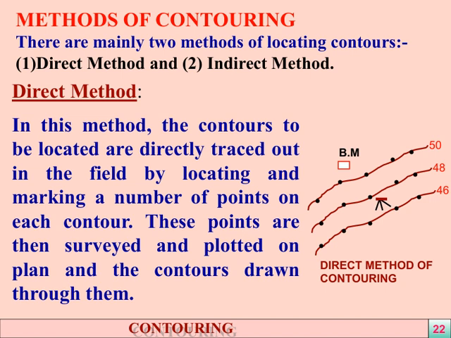After that, these points are plotted on a plan or map, and then you draw the contour lines through these plotted points. This method is quite straightforward because it involves direct measurement and marking, making it very accurate for detailed surveys. However, it can also be time-consuming, especially over large areas. In summary, the direct method of contouring relies on physically marking points on the ground and then connecting them on the map to form the contour lines. This technique is fundamental in topographic surveying and helps us accurately understand the terrain's shape.